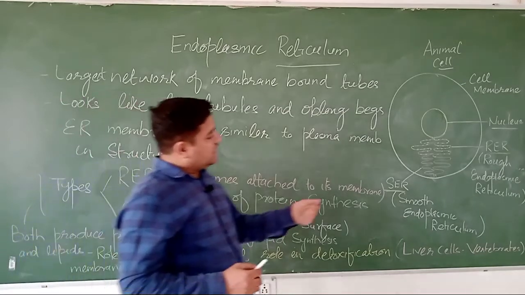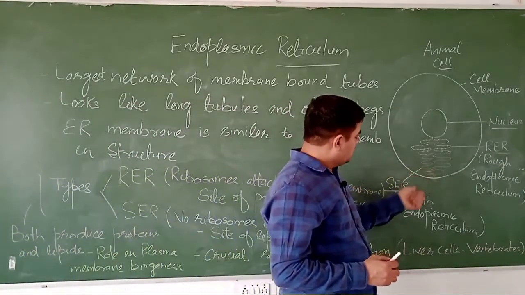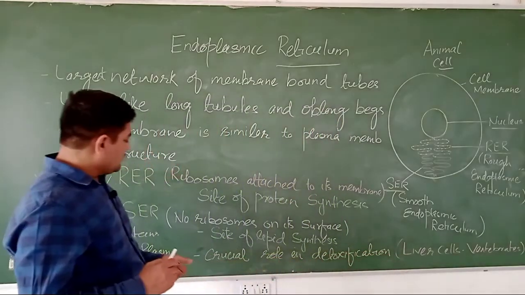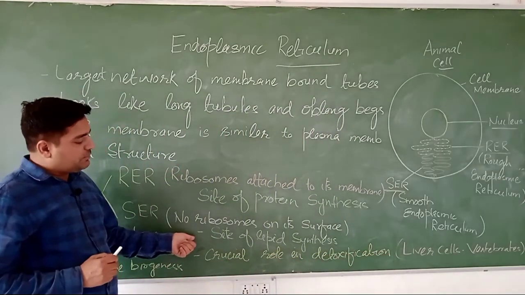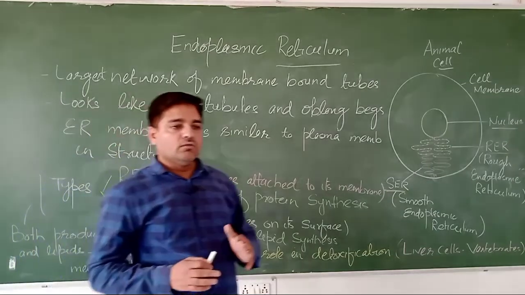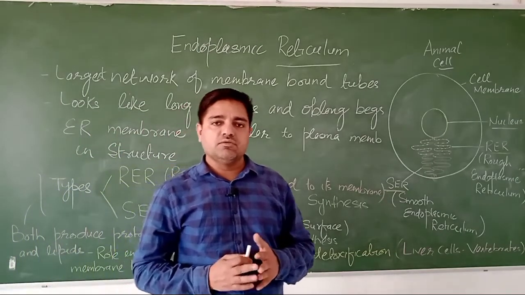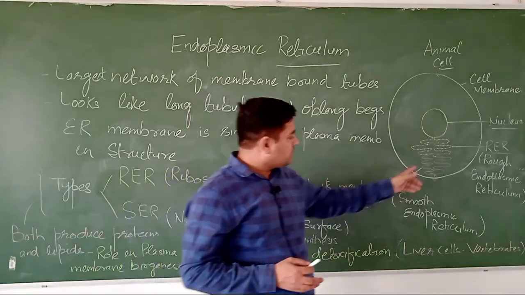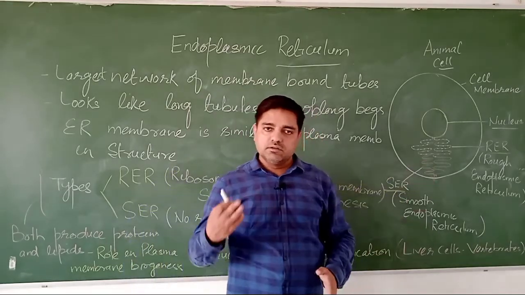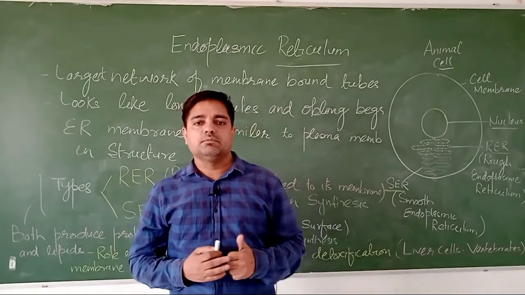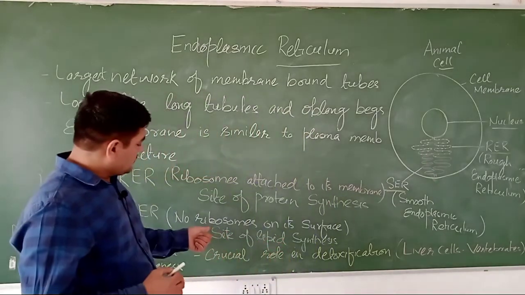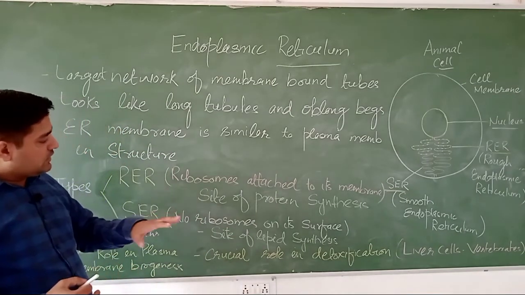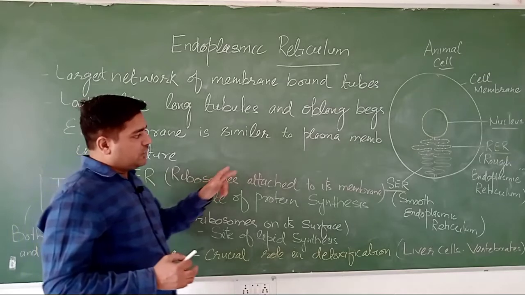And the second type is the smooth endoplasmic reticulum. It is responsible for lipid synthesis. And why do we call it smooth? We call it smooth because there are no ribosomes attached to the membrane of this reticulum. So it is a site of lipid synthesis.